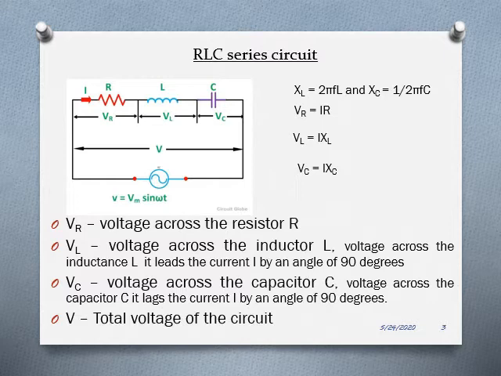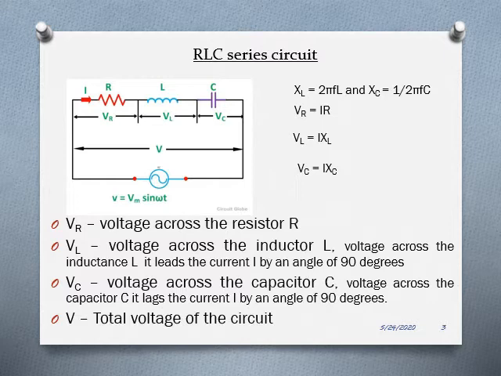Now the total voltage V will be the vector sum of the voltage across the resistance and the voltage across the reactance. Here the reactance term, there are both inductive reactance and capacitive reactance. So we have to calculate the net reactance. Remember, it is not the vector sum of the three elements, but it is a vector sum of the voltage across the resistance VR and the net reactance.